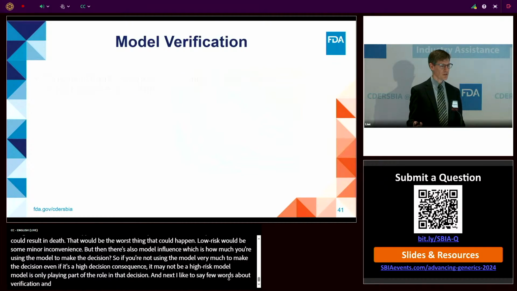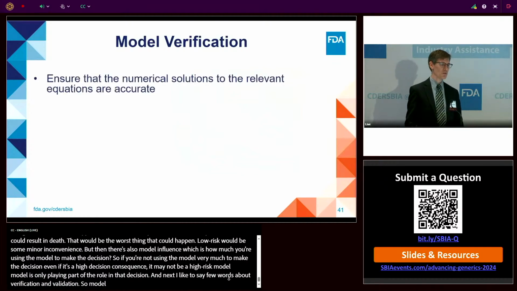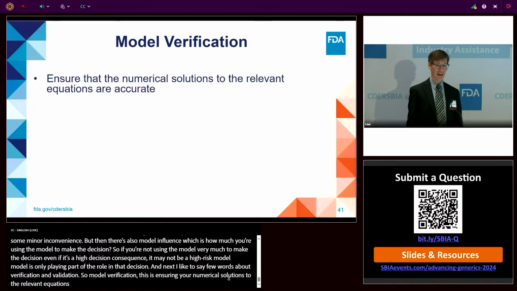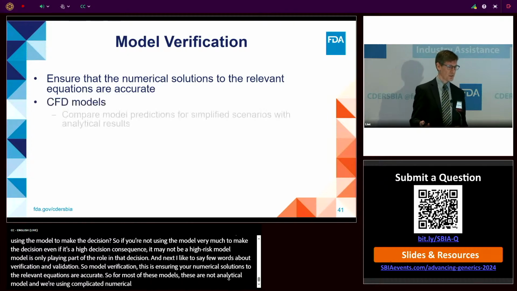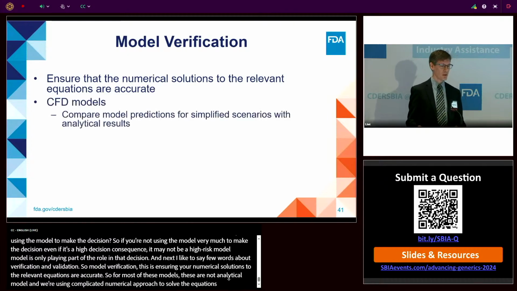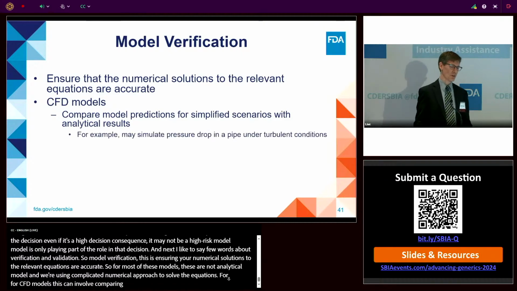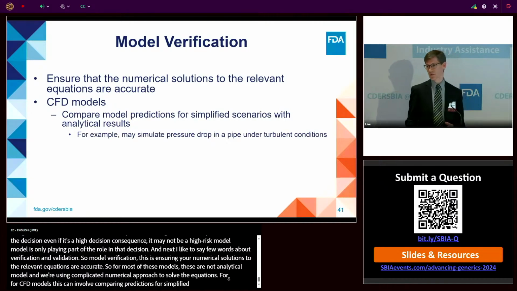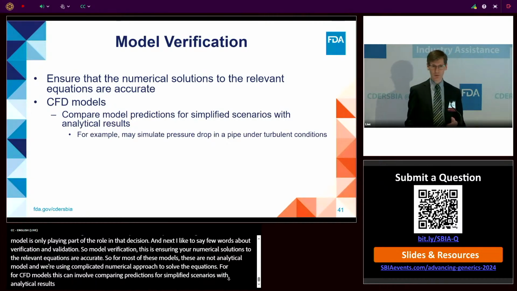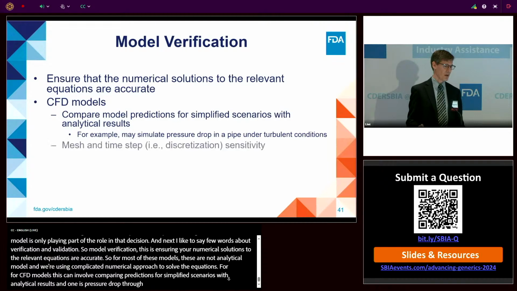So model verification, this is ensuring that your numerical solutions to the relevant equations are accurate. So for most of these models, these are not analytical models. We're using some kind of complicated numerical approach to solve the equations. For example, for CFD models, this can involve comparing model predictions for simplified scenarios with analytical results. And one example is pressure drop through a pipe. So anyone who has engineering background probably is familiar with this example.